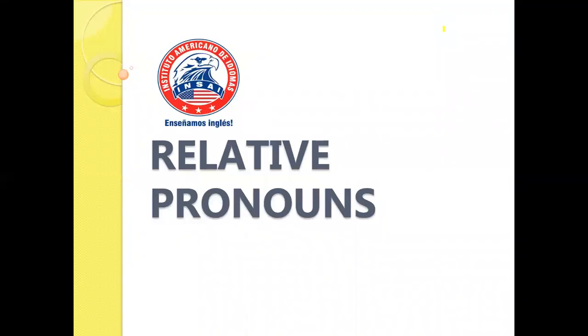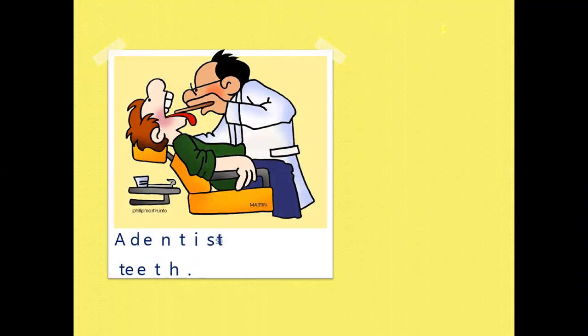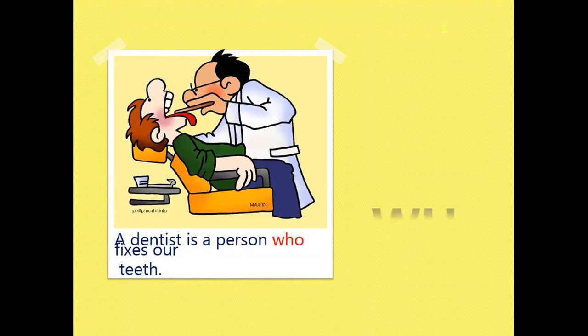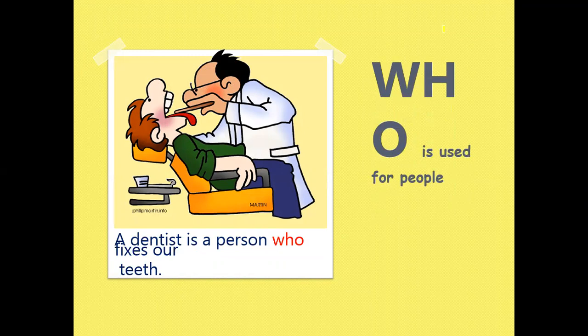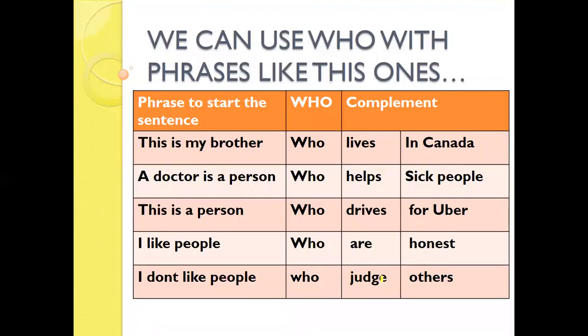Let's focus on the first one. First we're going to talk about the relative pronoun who. You can see right now that who is used for people. In the case of who, we use it to describe people, to give more characteristics about people. Over here, we have a little example: a dentist is a person who fixes our teeth. That means that a dentist is a person that has the characteristic of fixing teeth. Really simple to understand. Let's look at some examples.